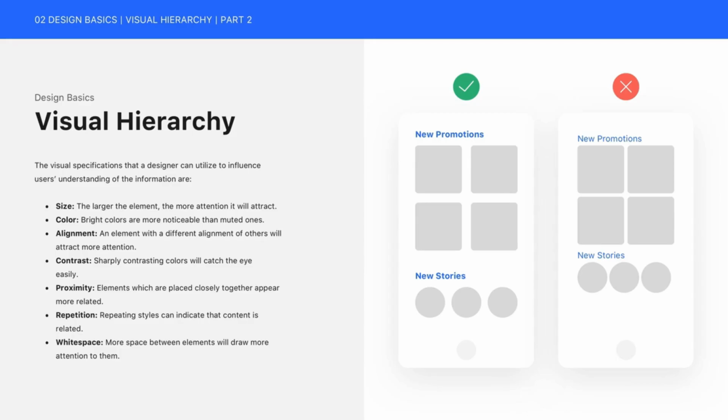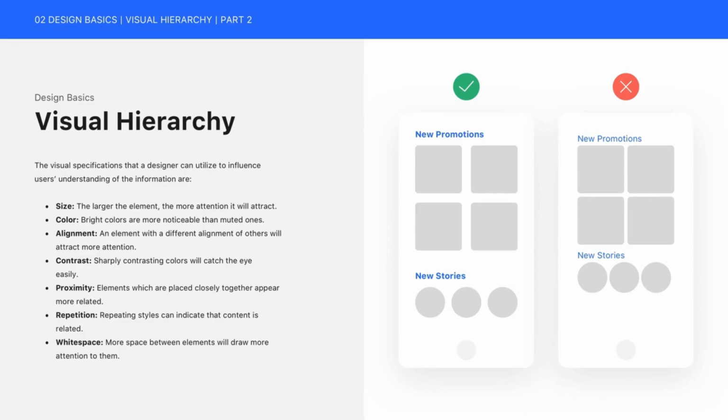The next item is color. Bright colors are more noticeable than muted ones. If you do not have enough information about colors, you don't have to worry about it, because in the next lessons, we will cover all the necessary information about choosing the right color in your design.